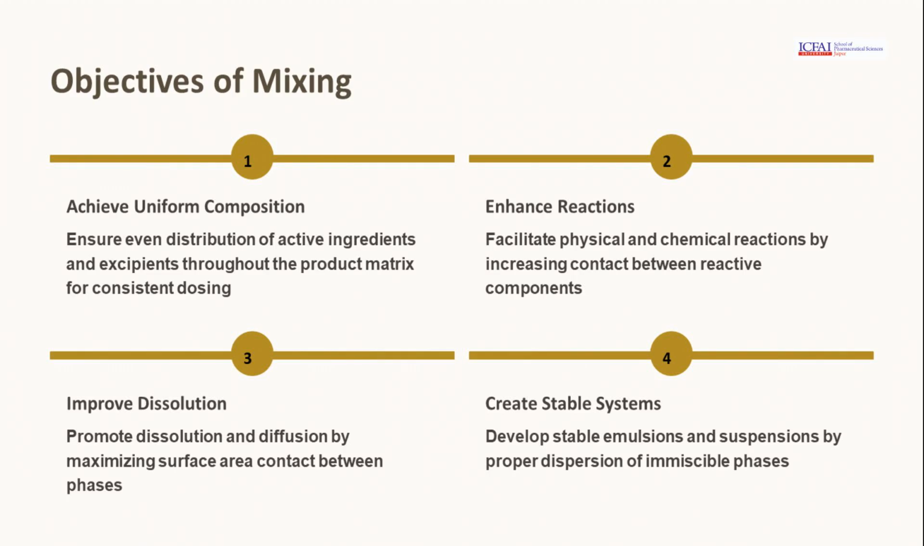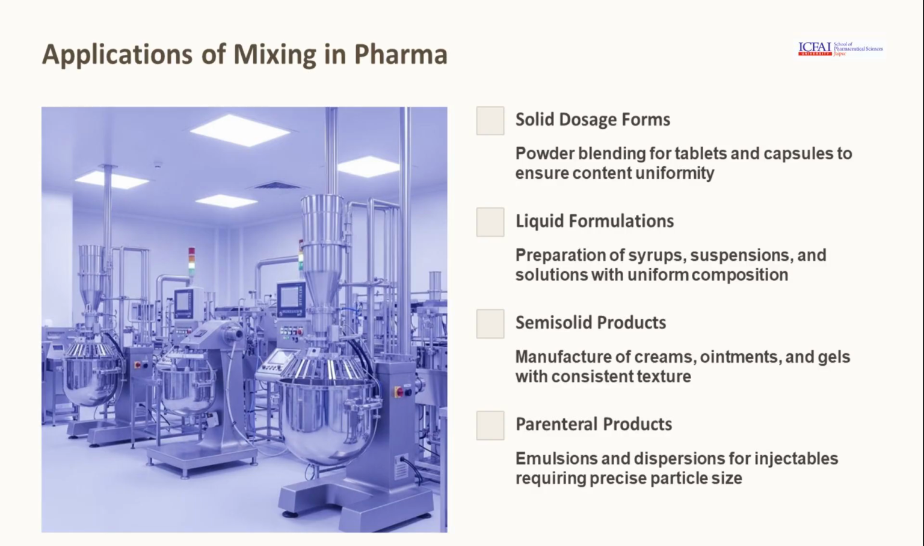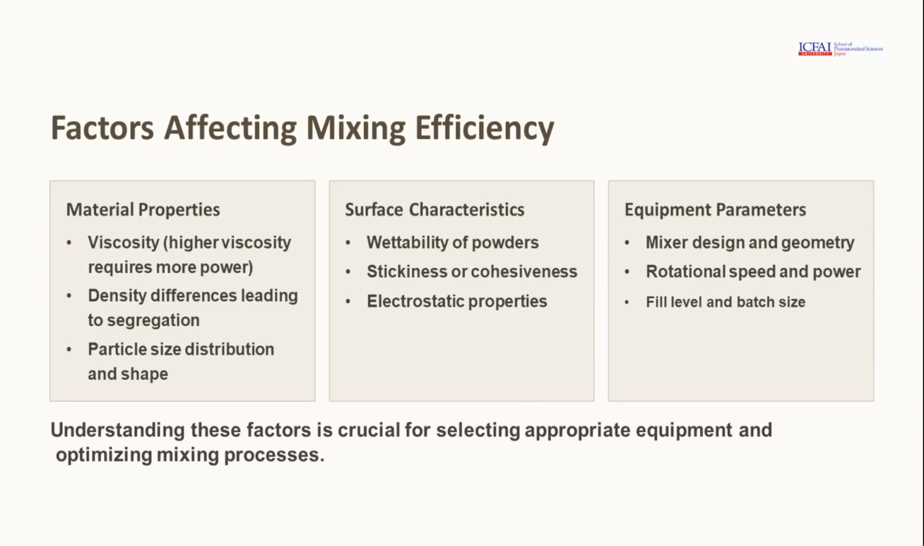The objectives of mixing include achieving uniform composition, enhancing reactions, improving dissolution, and creating stable systems for effective pharmaceutical products. Mixing applications in pharma range from solid dosage forms to liquid formulations, semi-solid products, and parenteral products, each requiring specific mixing techniques. Factors like material properties, surface characteristics, and equipment parameters significantly affect mixing efficiency, guiding equipment selection and process optimization.